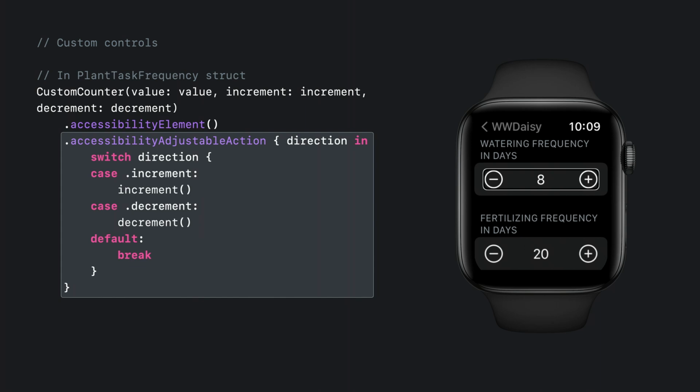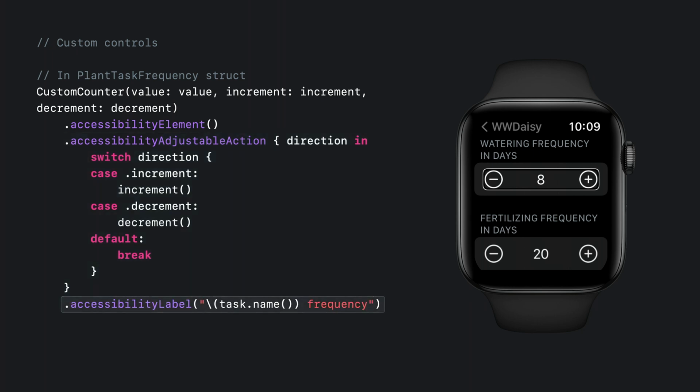Instead, I'll use accessibility adjustable action to allow the user to increment or decrement the value by swiping up or down on the counter. And now that I've only got one element, I'll give it a single label. Using the name of the task, this will end up as watering frequency or fertilizing frequency. Finally, I'll give it a value. The accessibility value is read out each time it changes, while the label will only be read out when navigating to the element.